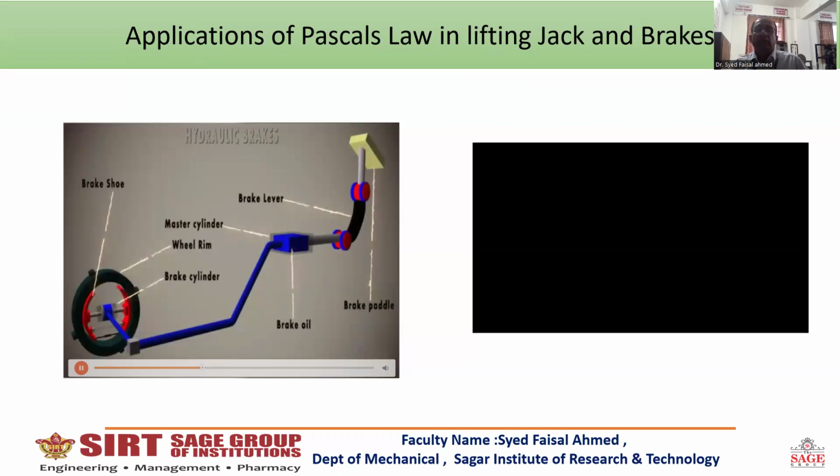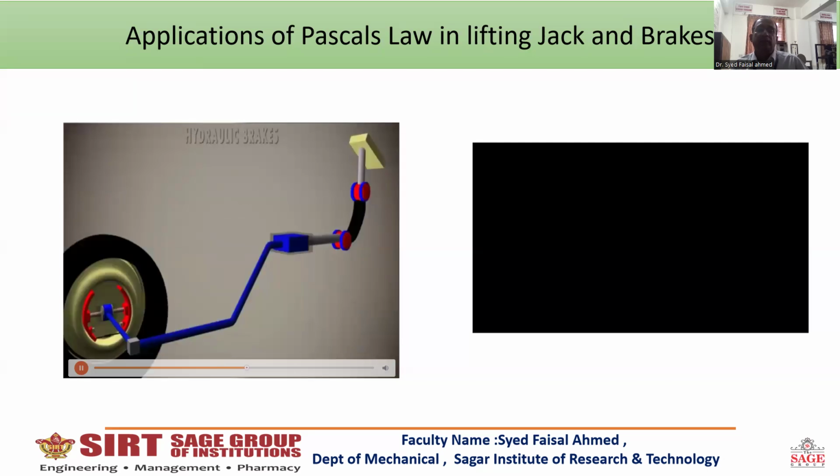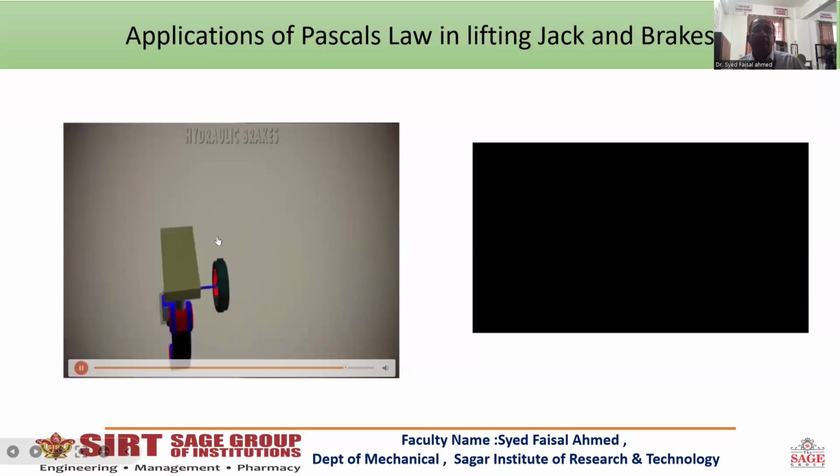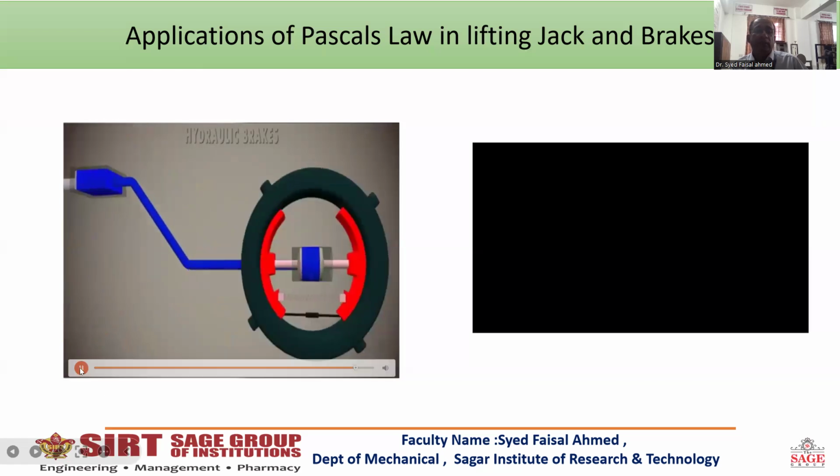These are all the big parts: brake pedal, brake lever, brake coil, master cylinder, wheel rim. The brake pedal with the brake coil, the fluid passes through it. The example of master cylinder, lifting jack and brake. This is a common example.